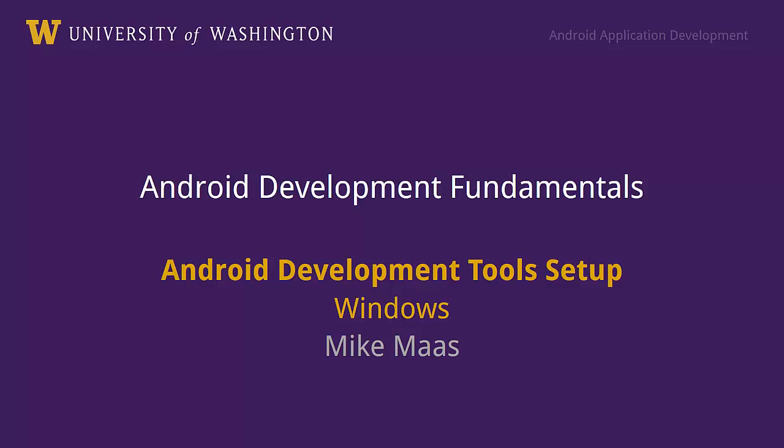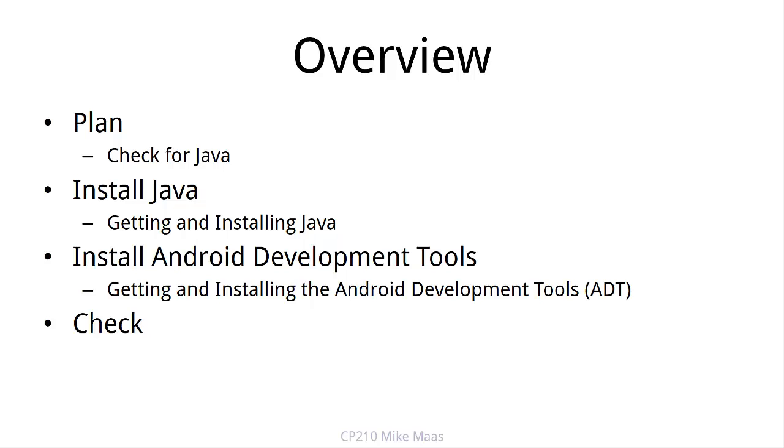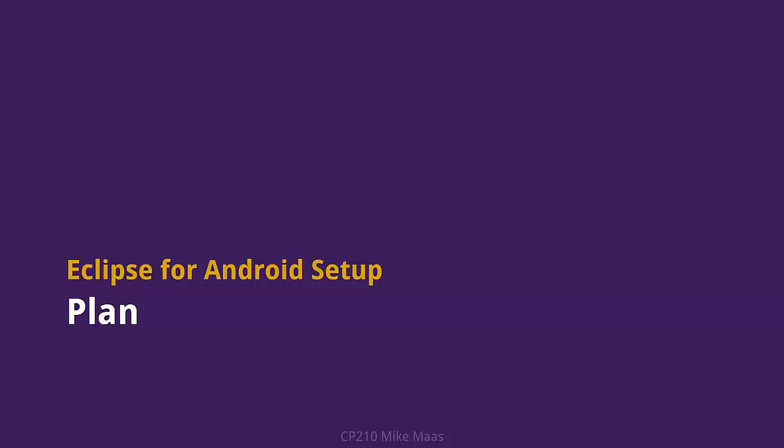Hi, my name is Mike Moss, and this video is about setting up the Android Development Tools bundle on Windows. To do that, we're going to have 4 steps. First is to check if we need Java or not, install it if we need it, and then install the tools, and then finally run through a simple procedure of checking it.